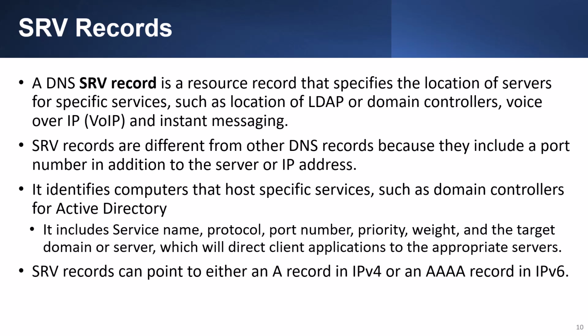It includes the service name, protocol, port number, priority, weight, and the target domain or server, which will direct client applications to the appropriate servers. SRV records can point to either an A record in IP version 4 or a quad A record in IP version 6.